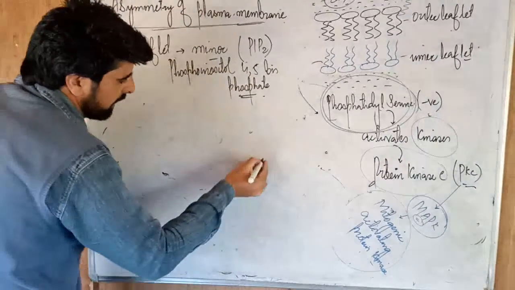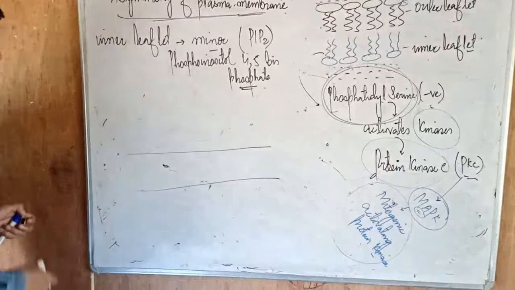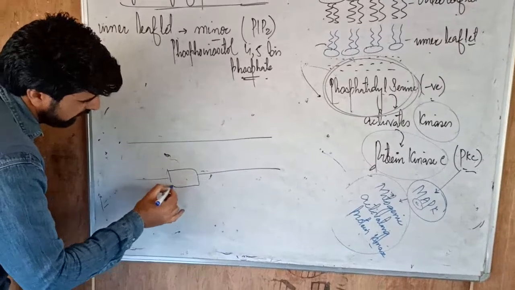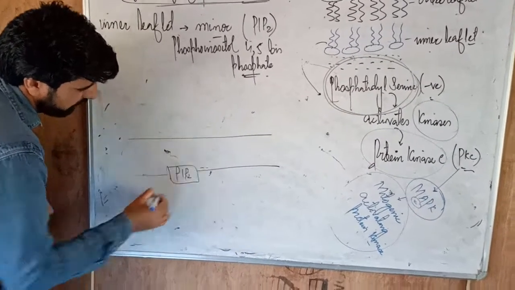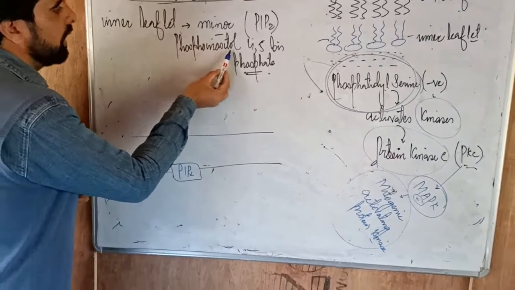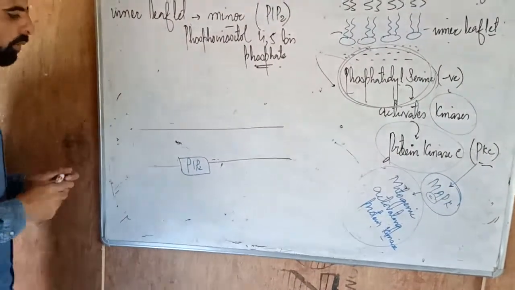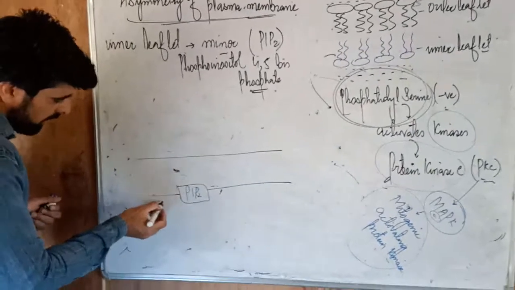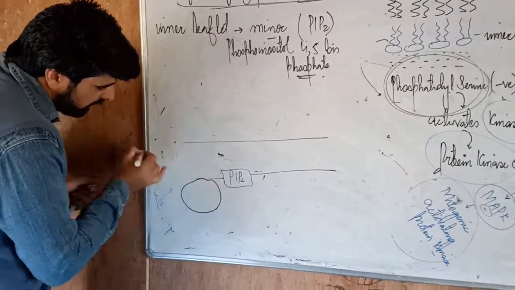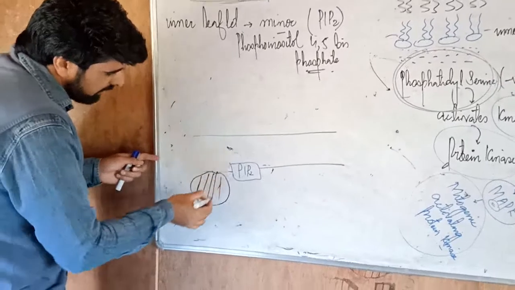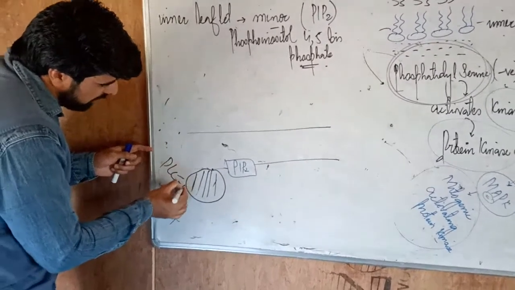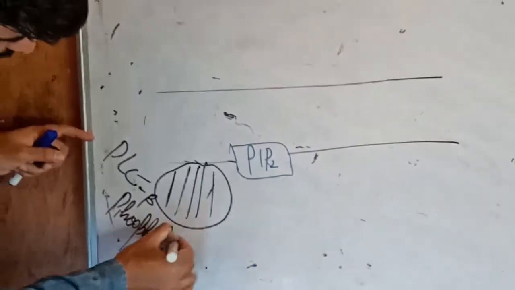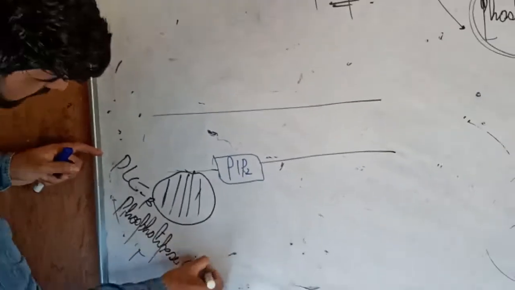Say for instance, if we are making here a plasma membrane, say this is a plasma membrane, this substance will be located in the inner leaflet. Say this is an inner leaflet here. This substance located here, we call it PIP2, phosphatidylinositol 4,5-bisphosphate. Now the enzyme is present also in the internal layer of this one. The enzyme we have here, we call it PLC beta. This PLC means phospholipase C beta. This is the enzyme.